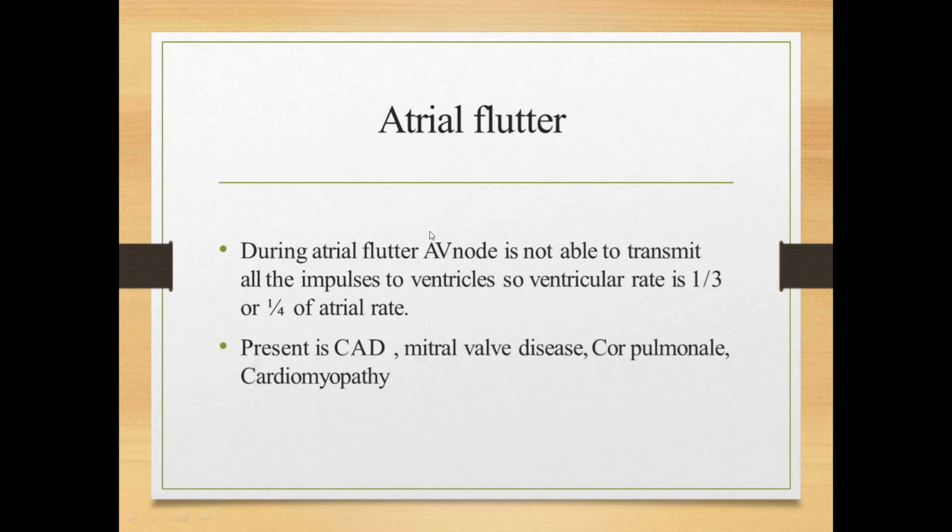So during atrial flutter, the AV node is not able to transmit all the impulses to the ventricles. So ventricular rate is 1/3 or 1/4 of the atrial rate. So you can see this atrial flutter in coronary artery disease, mitral valve disease, cor pulmonale, cardiomyopathy.